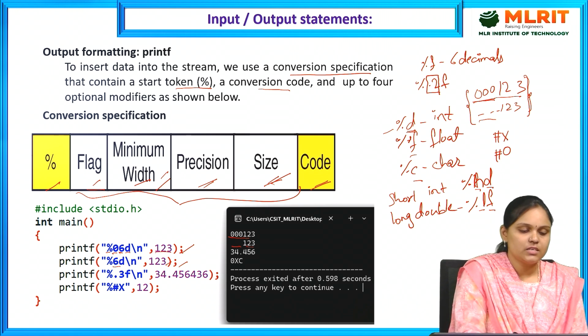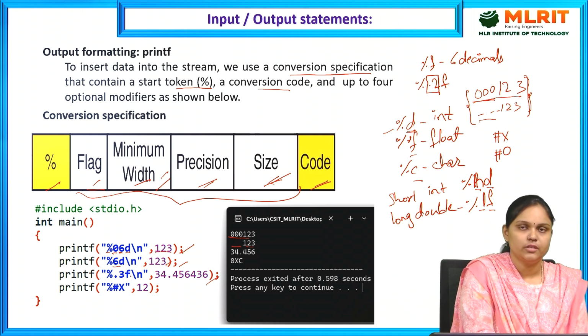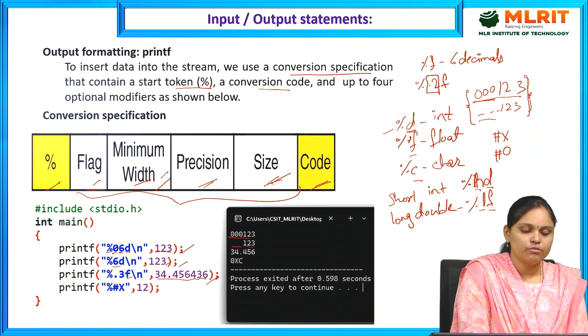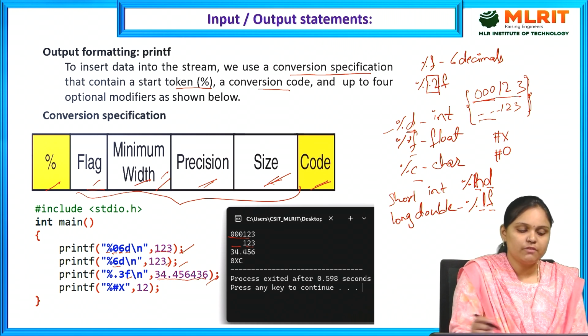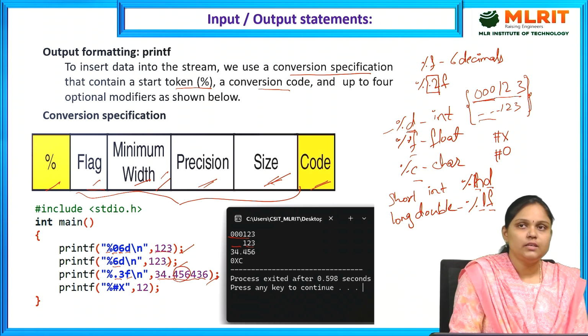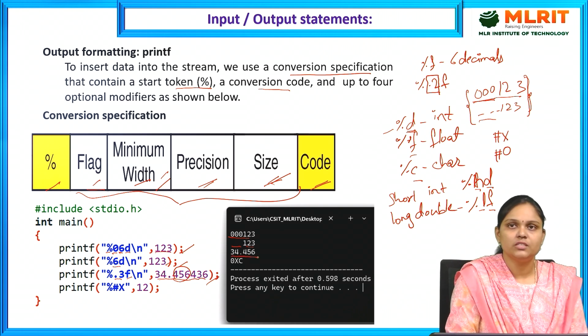And the next one is for precision. It is %.3f. F is the conversion code for float values, and the percent sign is the start token, and the number is 34.456436. We have mentioned .3, which means after the point we are getting only 3 digits. In the output you can find that after the point we get only 3 digits.